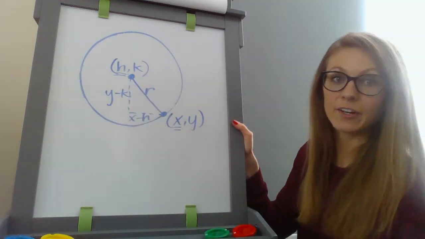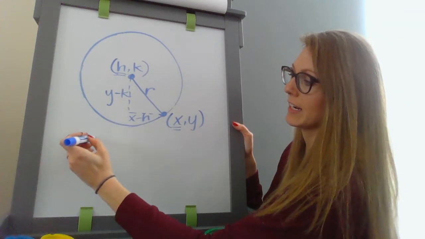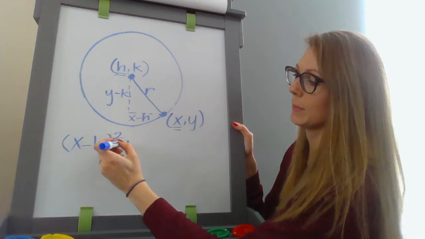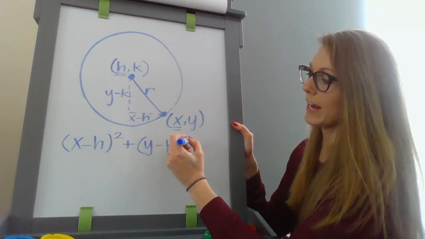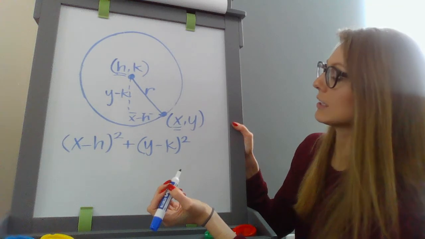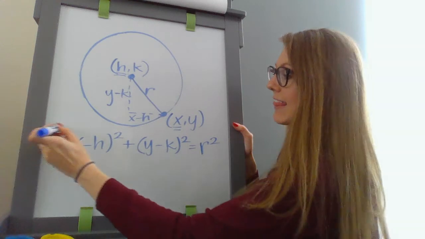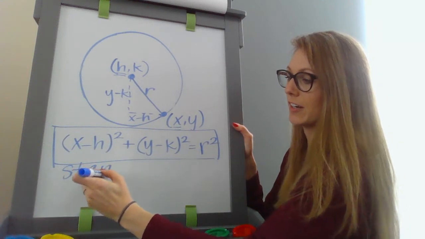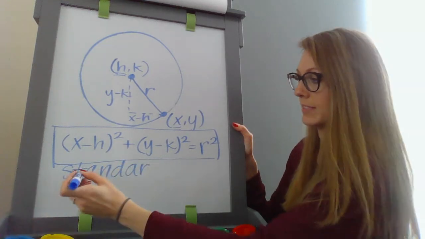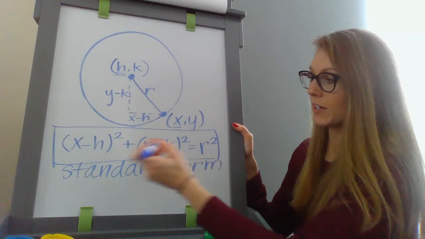And now if we do Pythagorean theorem, we could say one of our legs, x minus h, squared, plus our other leg, y minus k, squared, equals the radius squared. And believe it or not, that is what we call standard form of the equation of a circle.